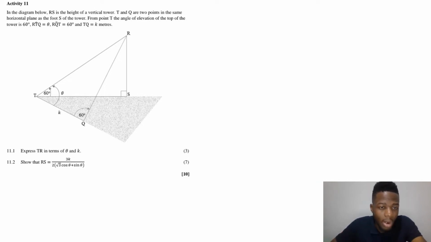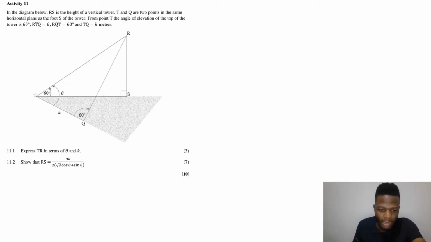We are given a diagram. We are having RS, which is the height of the vertical tower, and we are having point T and Q, which are 2 points in the same horizontal plane as the foot S, which is the foot of our tower. From T is the angle of elevation of the top of the tower, which is 60 degrees, and we are also given angle RTQ, which is theta, and also angle RQT, which is 60 degrees, and also given TQ, which is K meters. And the first question says express TR in terms of theta and K.